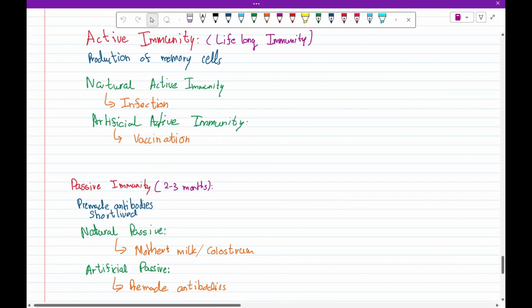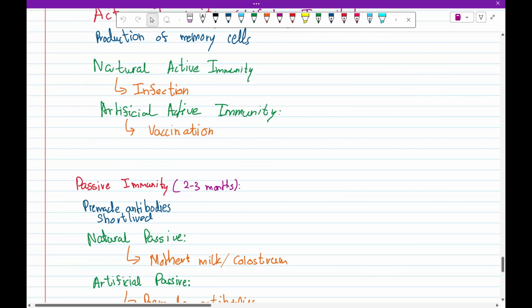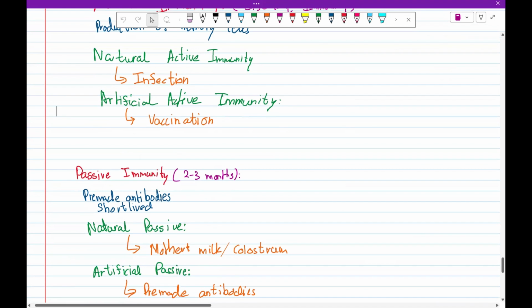Then you have passive immunity, which is pre-made antibodies and which is temporary. Natural passive is from the breast milk, basically the initial substance in the breast milk, which is colostrum. It's a yellow substance released in the initial days of breastfeeding, and that's what contains the antibodies for the child.